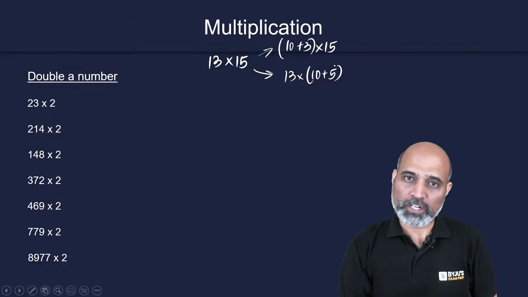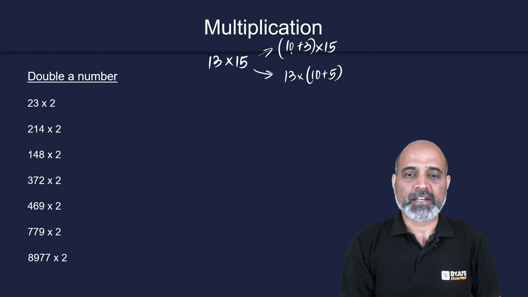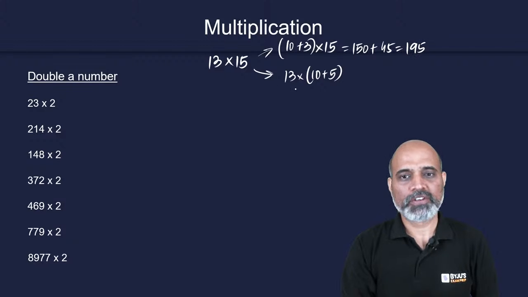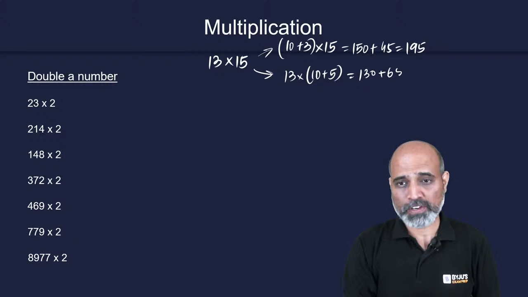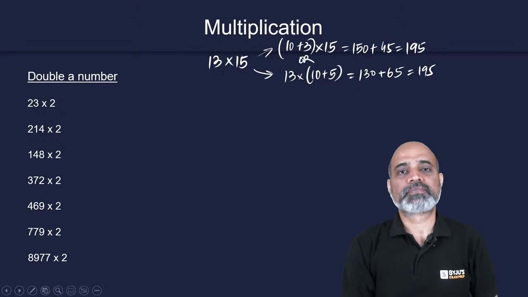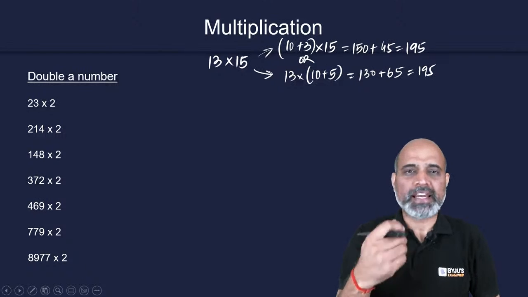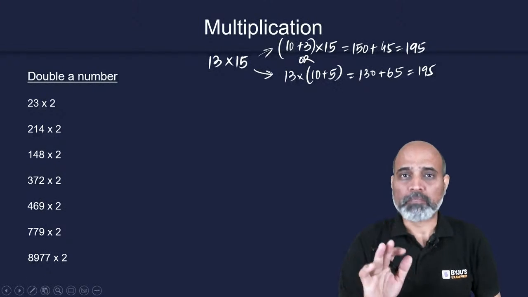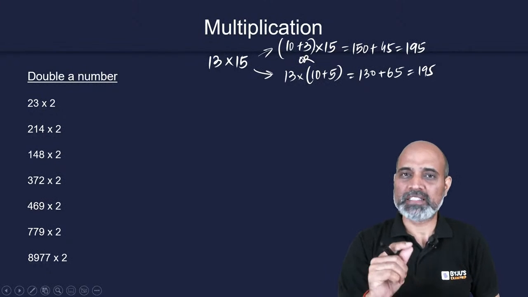So this will not require any pen, right? 10 into 15 is 150, that you would know, and 3 into 15 is 45, you know, so this is going to be 195. Or 13 into 10 is 130 and 13 into 5 is 65. So you will end up at 195. You can use either of these two. This will help you get better with multiplication tables up to 20. Beyond 20 also it's possible, but then it becomes complicated.